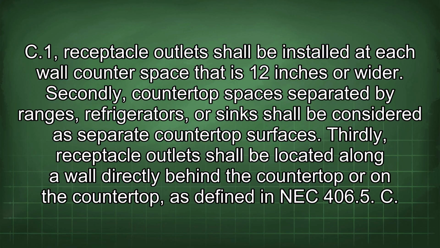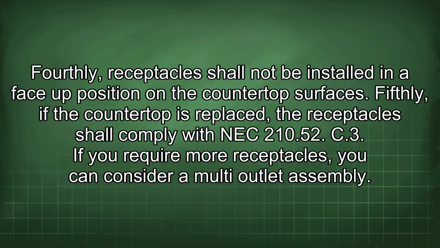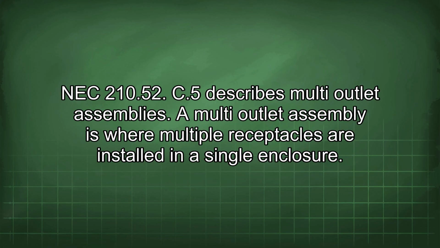Thirdly, receptacle outlets shall be located along a wall directly behind the countertop or on the countertop, as defined in NEC 406.5 D. Fourthly, receptacles shall not be installed in a face-up position on the countertop surfaces. Fifthly, if the countertop is replaced, the receptacle shall comply with NEC 210.52 C3. If you require more receptacles, you can consider a multi-outlet assembly. NEC 210.52 C5 describes multi-outlet assemblies.